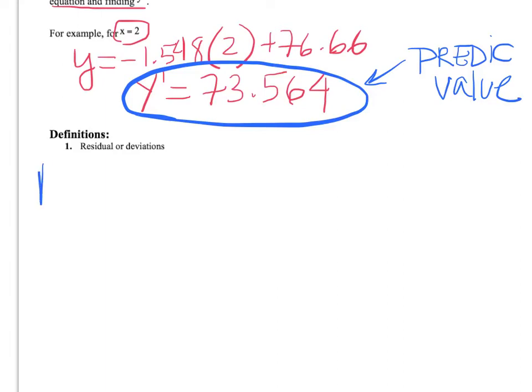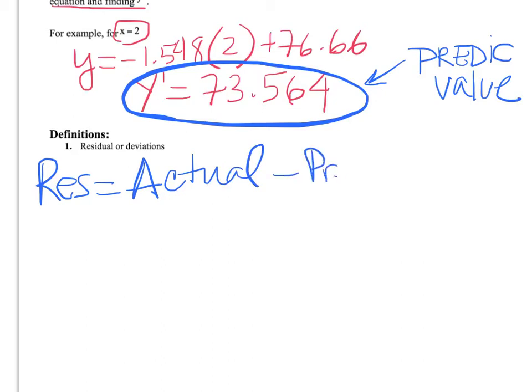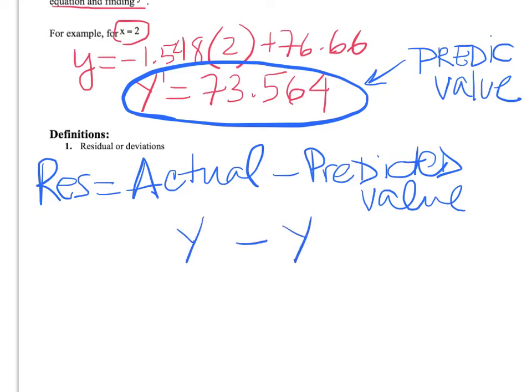Okay, so to find the residual, you're going to take the actual value minus the predicted value. Which is just again y minus y prime. That's what we call the residuals. And so for each x, we have an actual value, and we also have a predicted value that can be found.